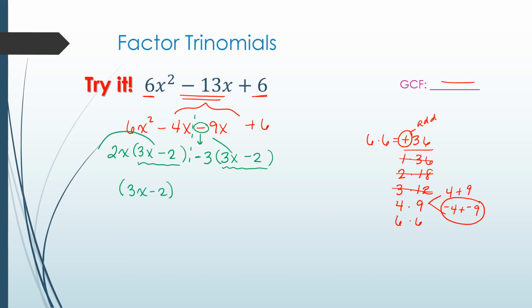And if I undistribute that from the 2 terms, that would leave me with 2x, woohoo, 2x minus 3. Now your answer can be written like this, or if you have 2x minus 3 times 3x minus 2, that is okay, it's still correct. So the order of these is not important, they just got to be the same.